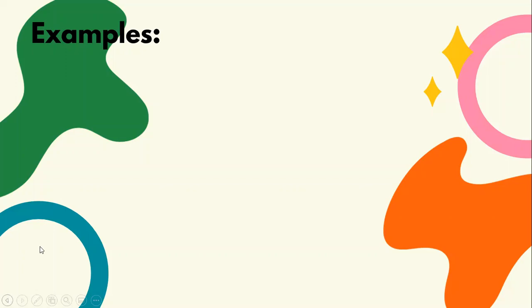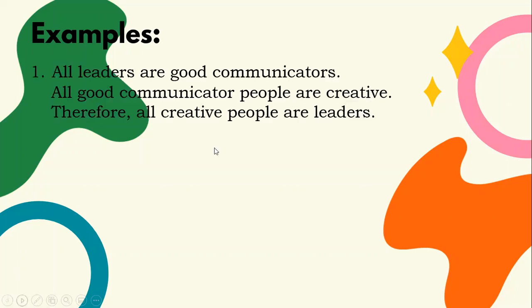Okay po? Tingnan natin itong example natin. These are all examples of categorical syllogisms. As you can see here, all leaders are good communicators. All good communicators are creative. Therefore, all creative people are leaders. Anong sabi natin kanina para makita natin yung major term at minor term natin? Titingnan ninyo, this one is your conclusion, yung may therefore, the major premise, and the minor premise.